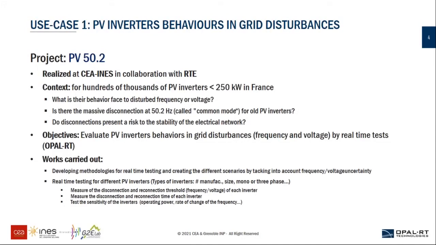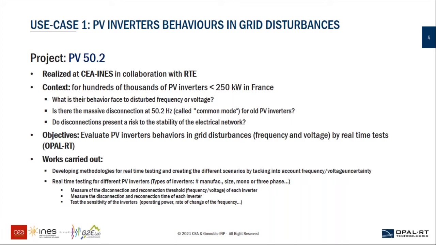Now, I would like to present the first use case in the framework of the PV50.2 project. This project was realized at CA-INS in collaboration with the French TSO RTE. In the context of hundreds of thousands of PV inverters inferior to 250 kilowatts in France, the questions arise: what are their behaviors faced with disturbed frequency or voltage? Is there a massive disconnection at 50.2 Hz for own generation of the PV inverters? Do disconnections present a risk for the stability of the network?